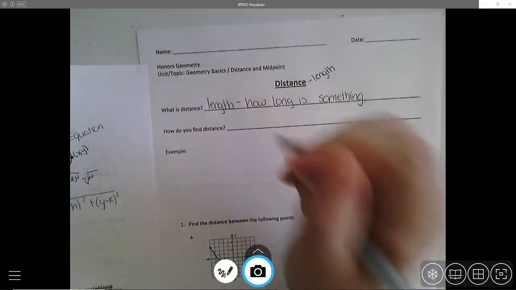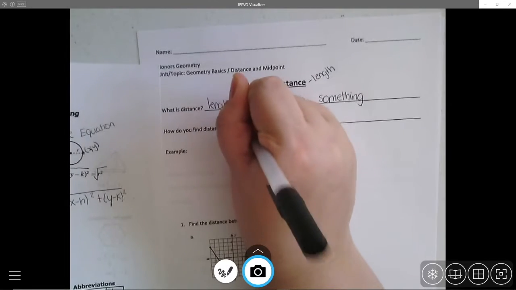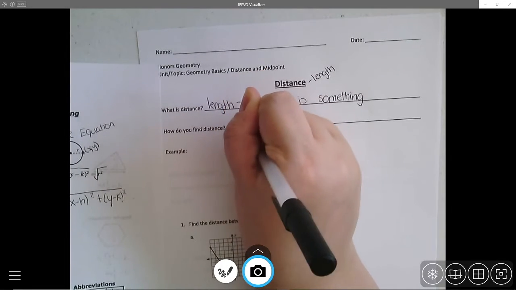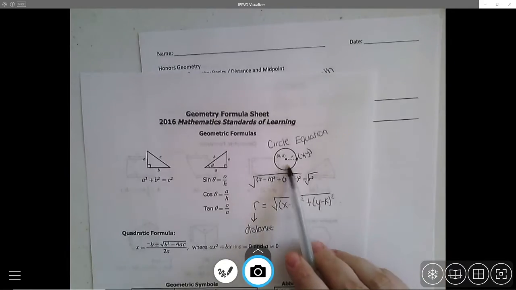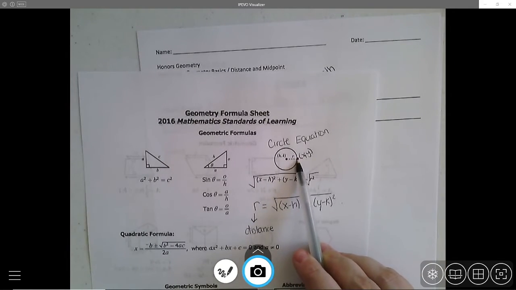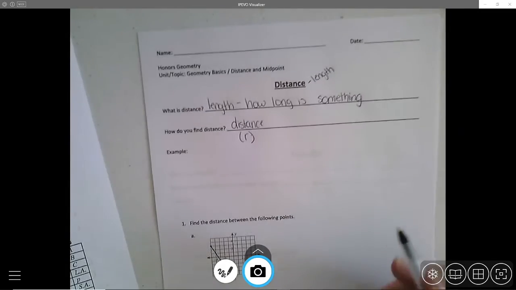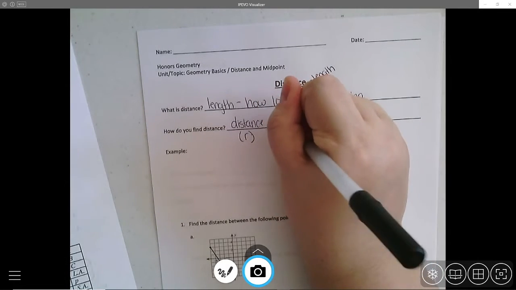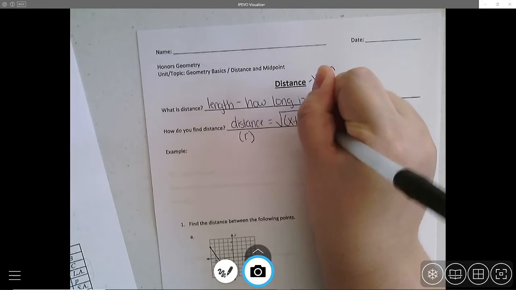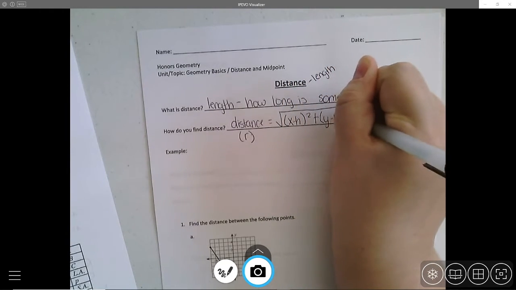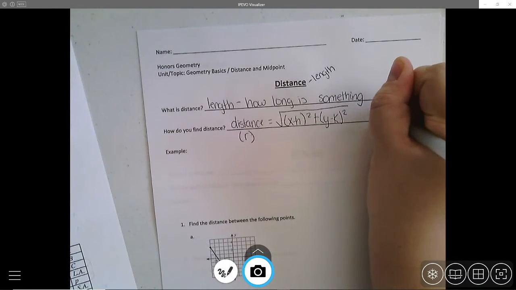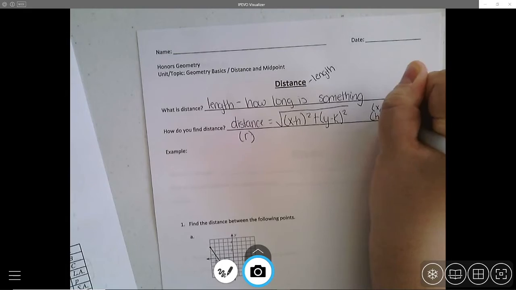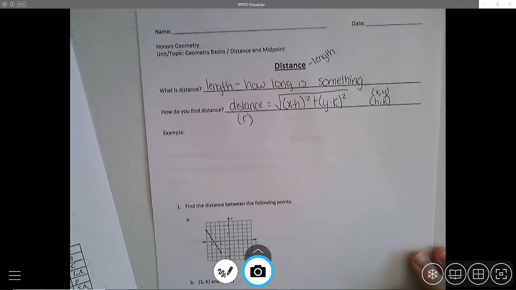How do we find the distance? Well, distance, which underneath I'm going to also put r, is a reminder that r is the distance between these 2 points. We're going to learn that later with circles. This is actually the radius, so if we're finding the distance, we are finding the radius length. It equals the square root of (x minus h) squared plus (y minus k) squared. We have points (x, y) and points (h, k).